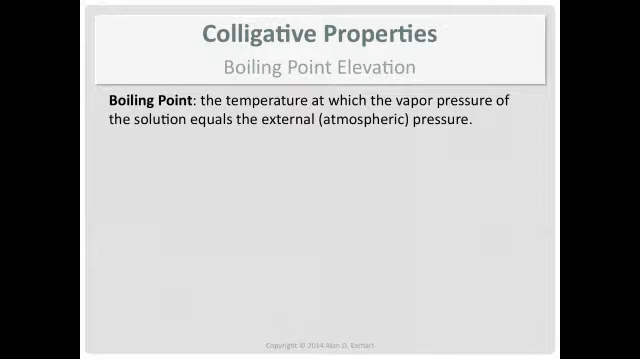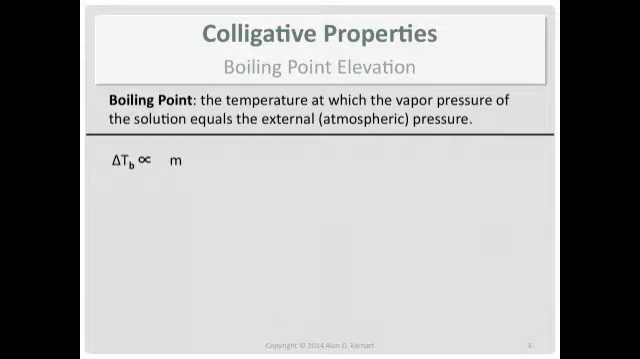Let me put this definition up. I'll give you a moment to read it. So we have a formula, and the change in boiling point is proportional to the molal concentration. So let's go ahead and diagram out what the pieces are, and then I'm going to change this formula in just a minute. So delta T sub B.